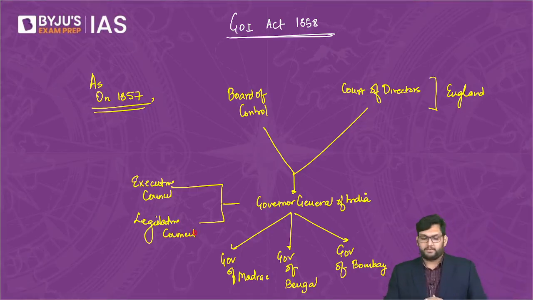Law member is now part of the legislative council. So very simply, Board of Control used to manage all administrative functions. The Court of Directors used to manage all commercial functions. This is the basic structure. This is in England. This is in India. This is what we did, the Charter Act 1853. This is where we stopped. Right? Yes or no?